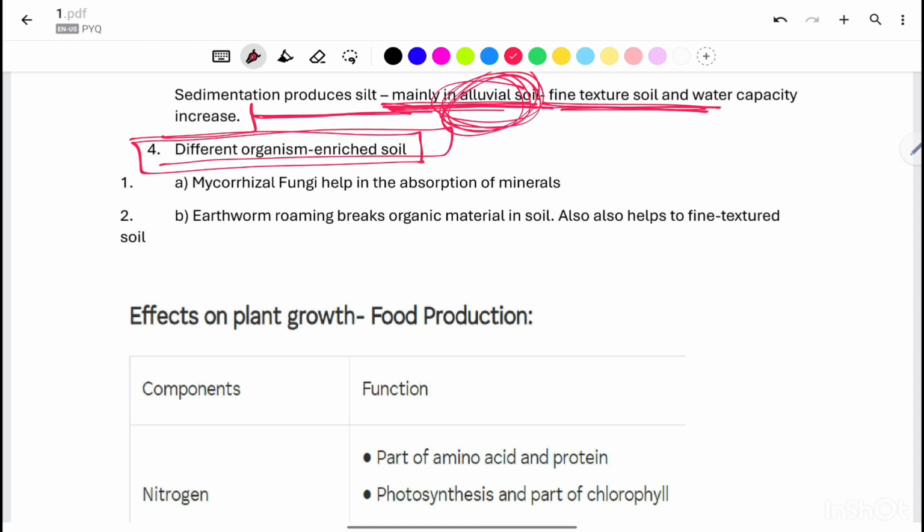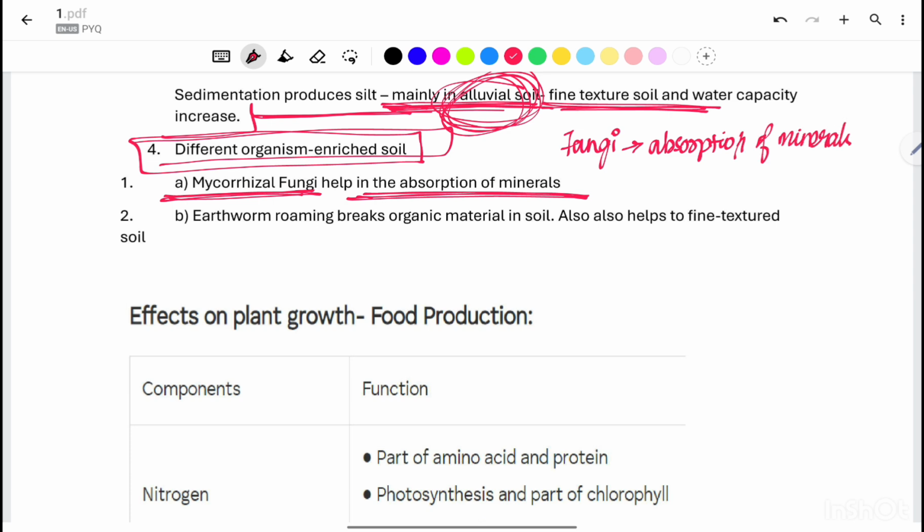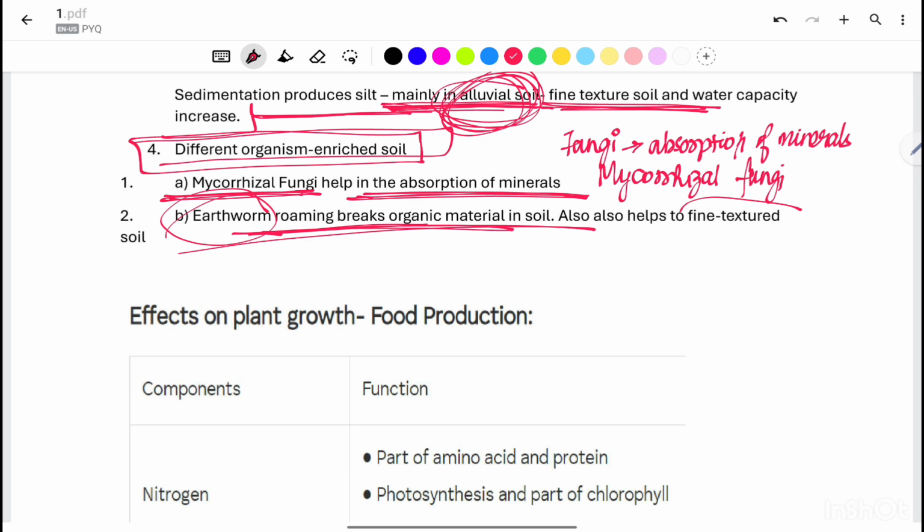Organisms which enrich the soil: mycorrhizal fungi help in the absorption of the minerals. So the fungi which help in the absorption of minerals are called mycorrhizal fungi. Earthworm is roaming, breaks the organic material in the soil, and helps in the fine textured soil.